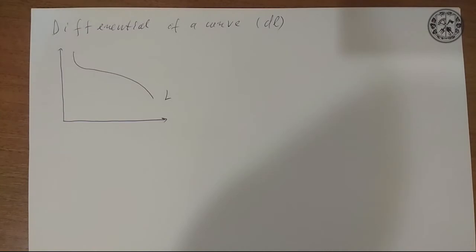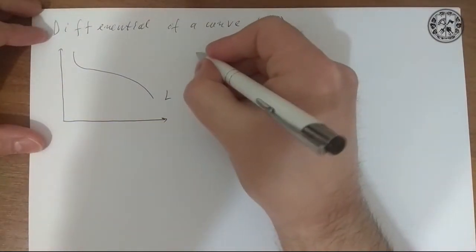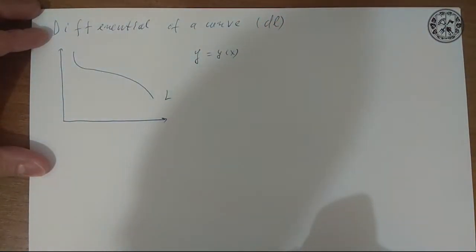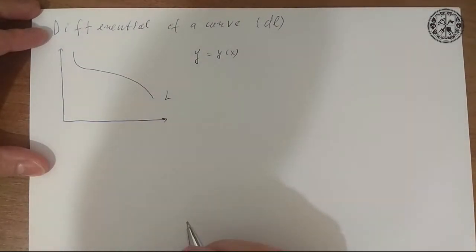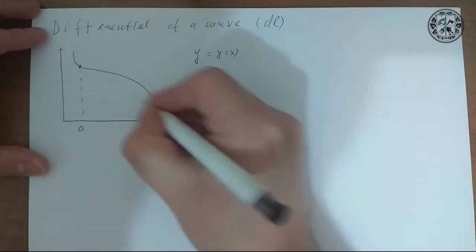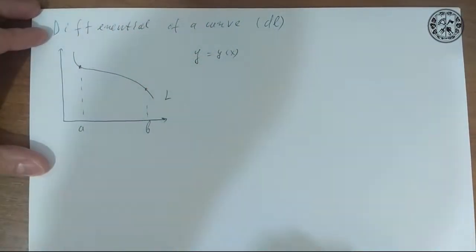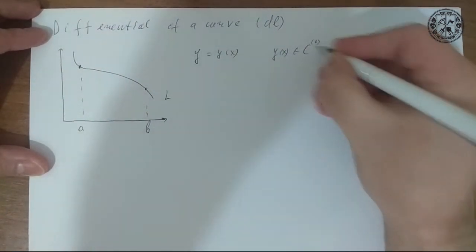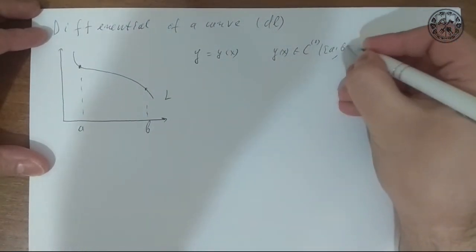Differential of a curve. Let us consider some smooth curve L that is provided by equation y equals y of x, and its function is continuously differentiable on interval from a to b. y of x belongs to C1 on ab.